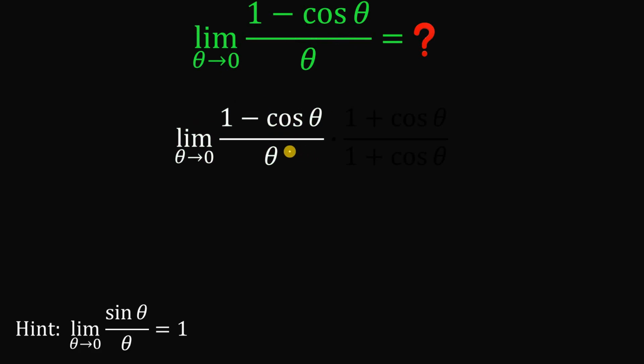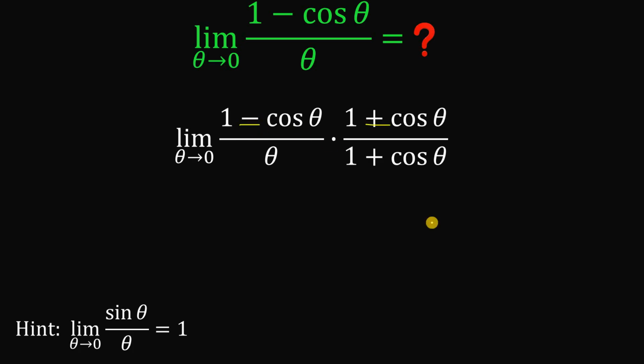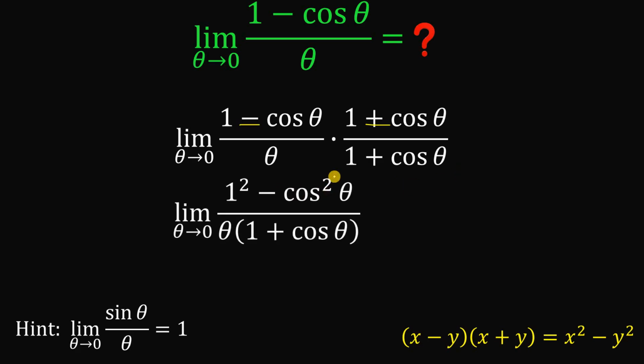So first, let's multiply 1 minus cosine theta over theta by 1 plus cosine theta over 1 plus cosine theta. This is just 1. Now, let's multiply the numerator. And notice we have a sum and difference here. So using this technique, if we have x minus y multiplied by x plus y, this is simply equivalent to x squared minus y squared. So the numerator is simply equal to 1 squared minus cosine squared theta.